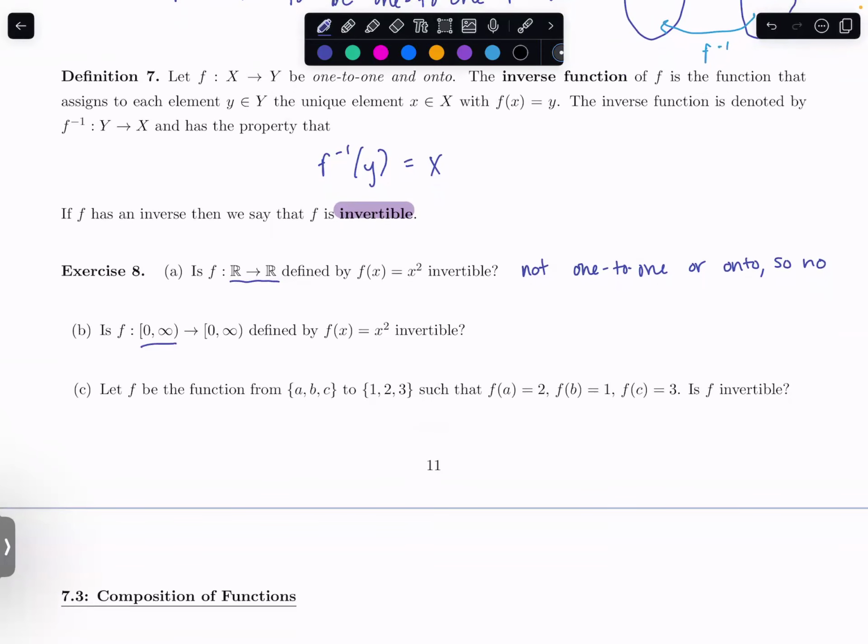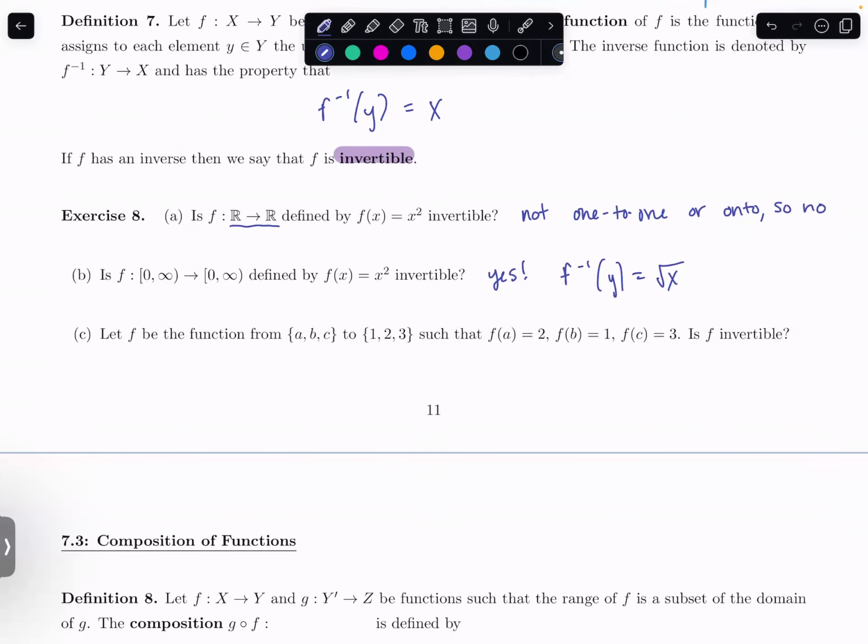However, if we restrict the domain and the codomain, it does work. So every input goes to exactly one output, and every output came from exactly one input. You get the onto-ness and the one-to-oneness. So this is a yes. We did prove this, or we talked about it earlier in the packet, so you can look back. f inverse of y, we should say, is the square root of y.